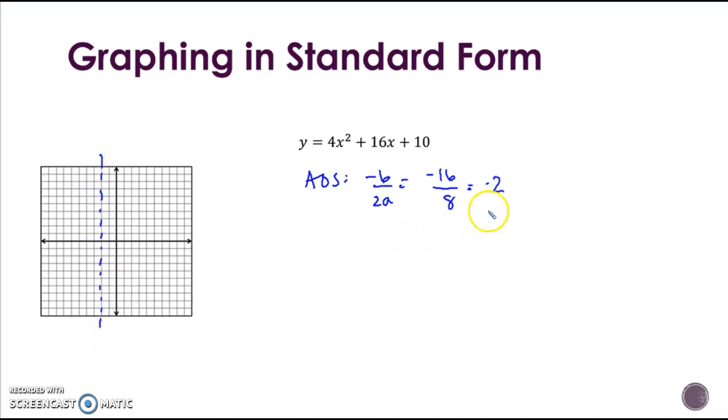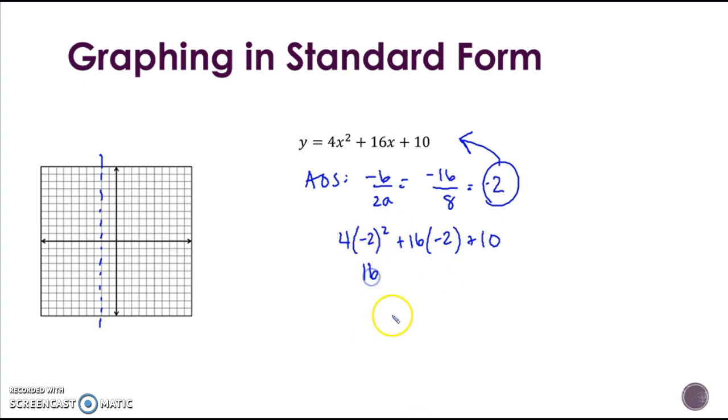So to find the rest of my vertex, I'm going to plug in my -2 into my equation. So we get 4 times -2 squared plus 16 times -2 plus 10. -2 squared is 4 times 4 is positive 16. 16 times -2 is -32, and then a plus 10. 16 minus 32 is -16, plus 10, -6. So my vertex is at -2, -6. So I go here, 2, 3, 4, 5, 6, put my point.